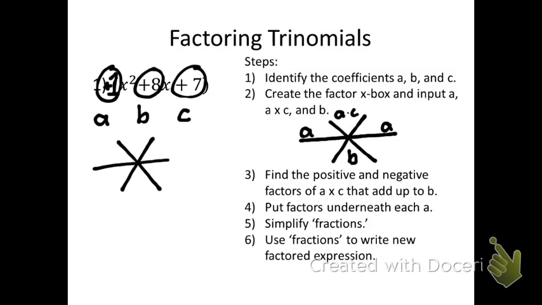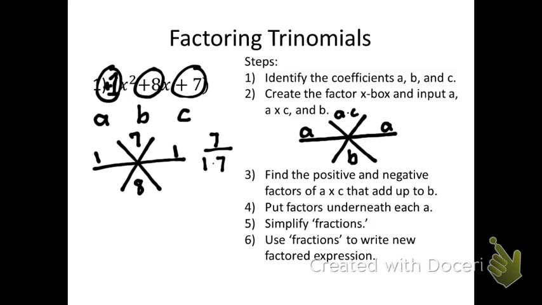So we're creating the x box. We know our A is 1. A times C is positive 7, and our B is 8. Okay, now we're going to find the factors of 7 that add up to 8. I do it on the side. I do this little chart here. And I ask myself, what times what is equal to 7? So I start with 1 usually. 1 times 7 is equal to 7. Okay, is there anything else? Well, 7 times 1, but you could go backwards on all the numbers. I just go until the numbers start repeating themselves.